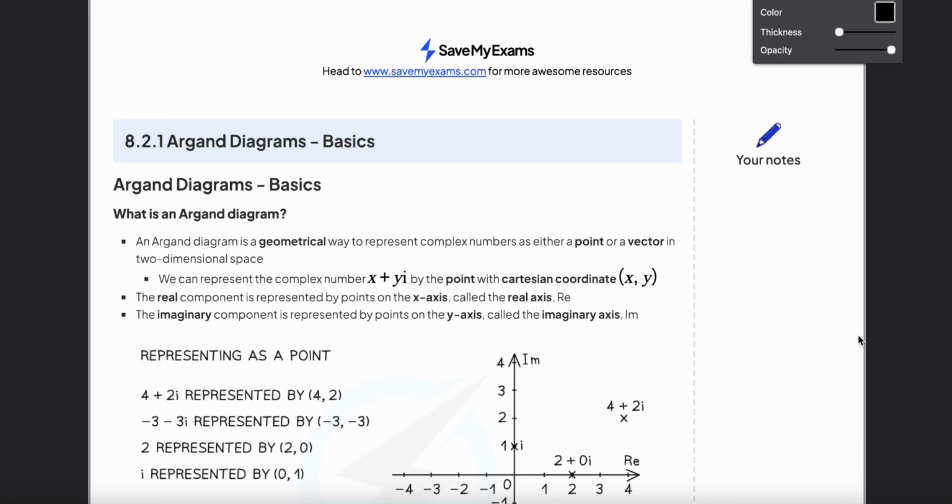We want to look at the basics of the Argand diagram. So this video is going to focus mainly on the basics of the Argand diagram. An Argand diagram is a geometrical way of representing a complex number, either as a point or as a vector in two dimensions.